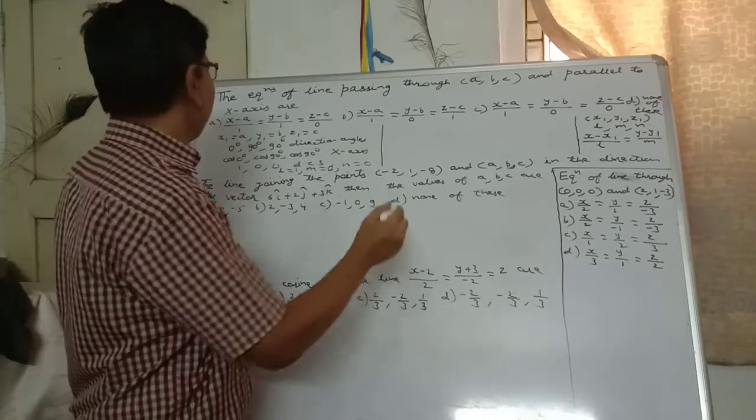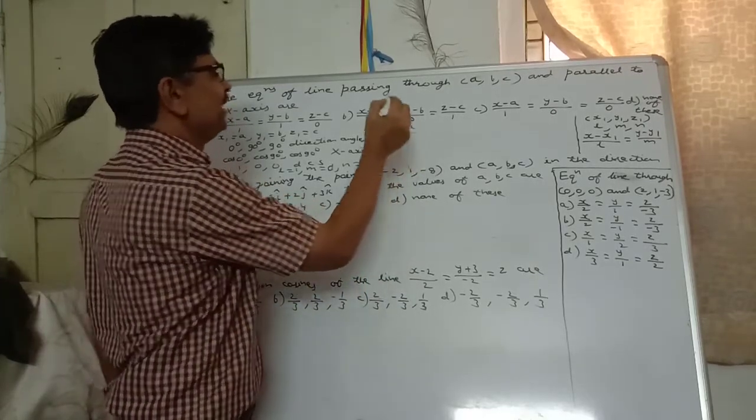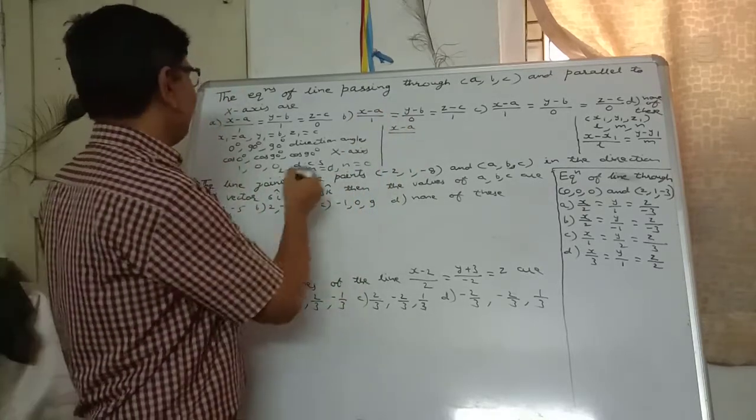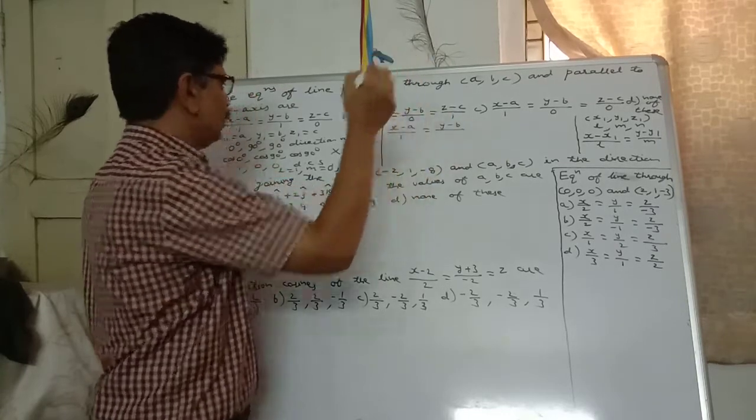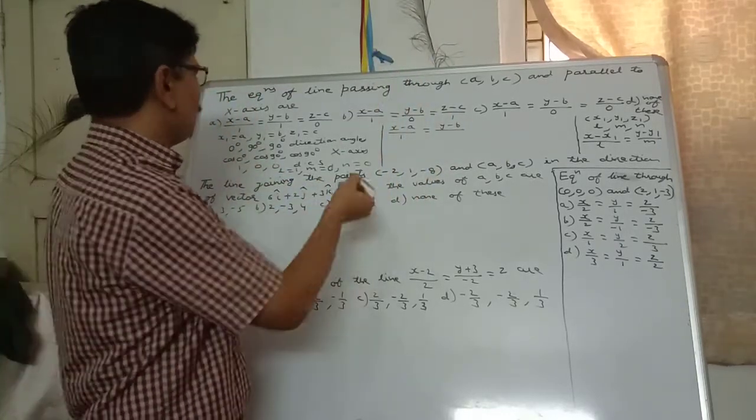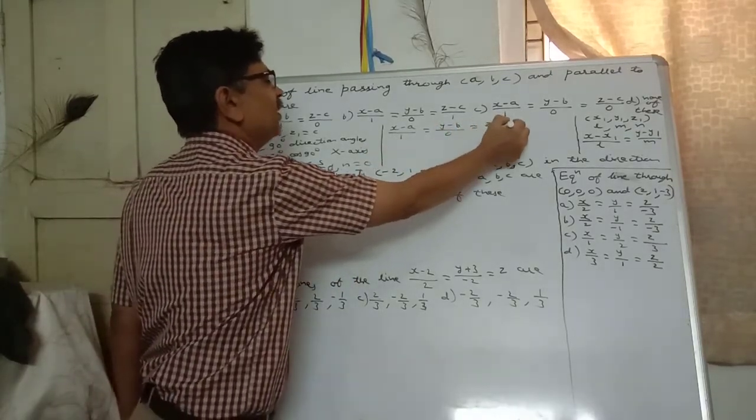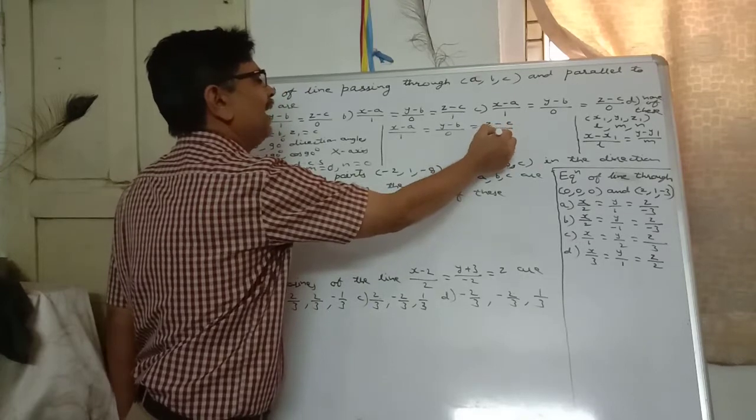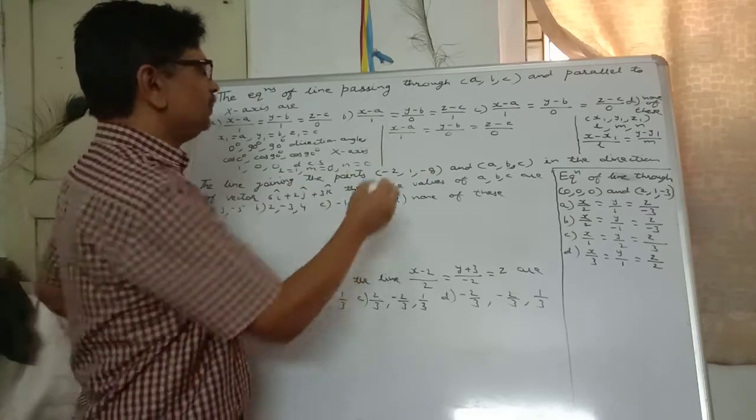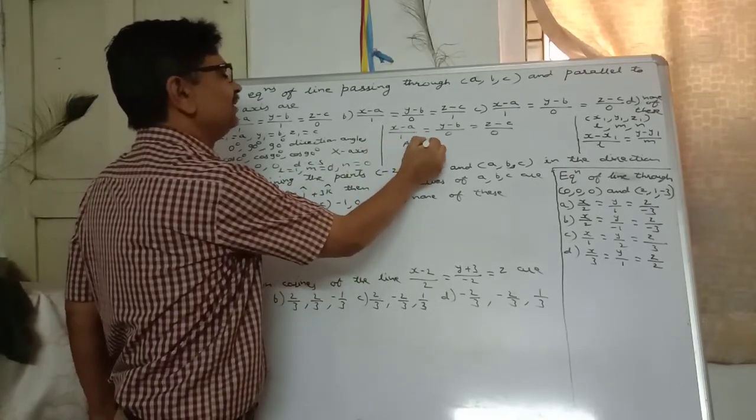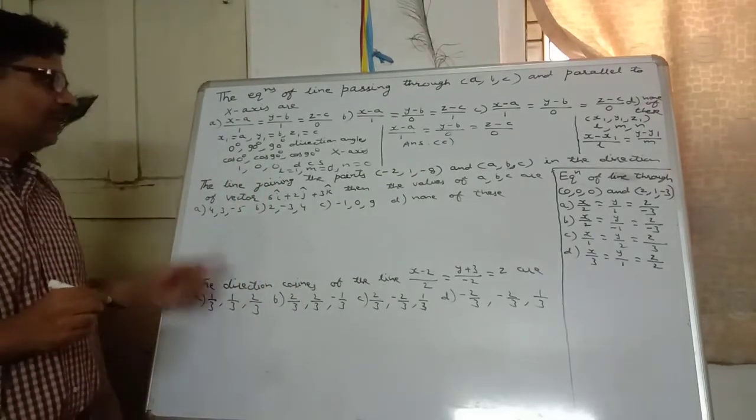Equation of the line in Cartesian form: (x minus x1) is x minus a, divided by L which is 1, equal to (y minus y1) is y minus b, upon M which is 0, equal to (z minus z1) is z minus c, upon N which is 0. So this is the same as option C. So here the answer is option C. Next example.